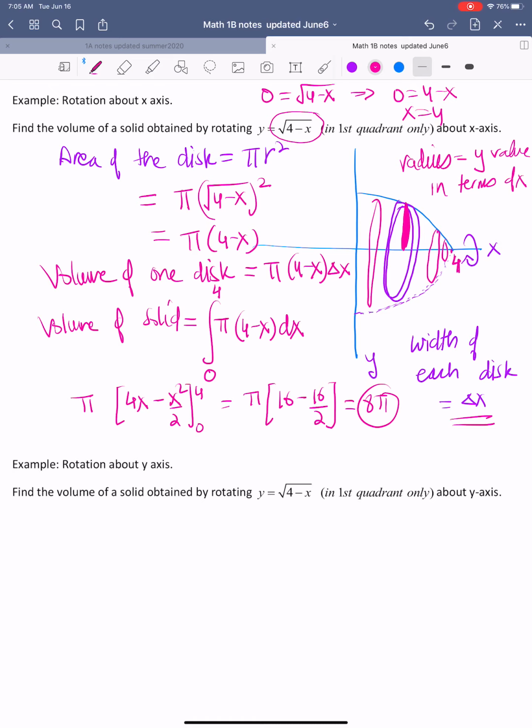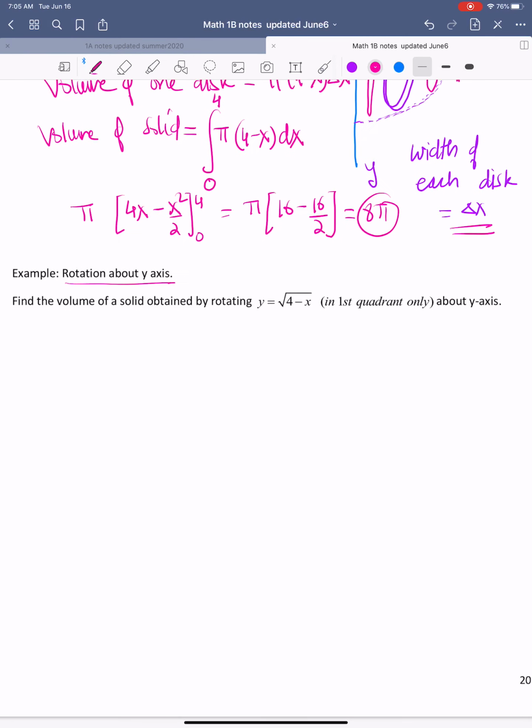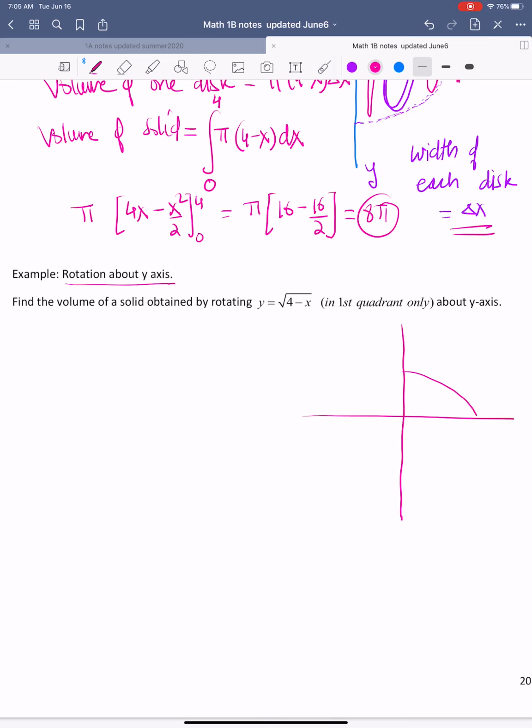Here's the next example, rotation about the y-axis, the same curve from the last example. We're going to rotate it about the y-axis now. My curve did look something like that, and now I want to rotate it about the y-axis. If I rotate it about the y-axis, I am going to have something like this.